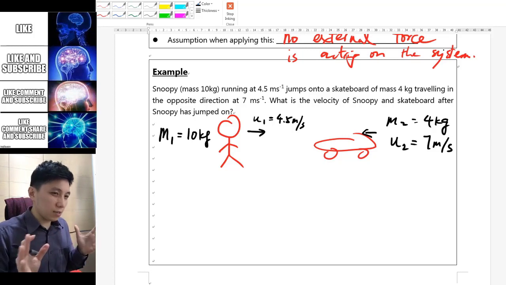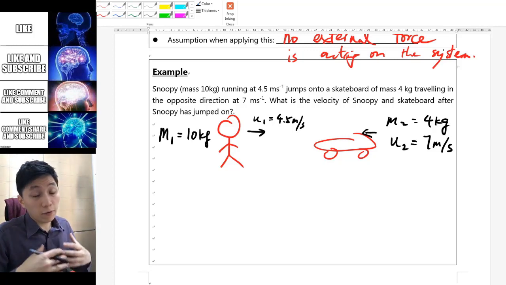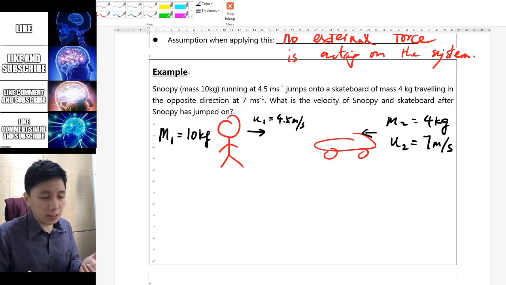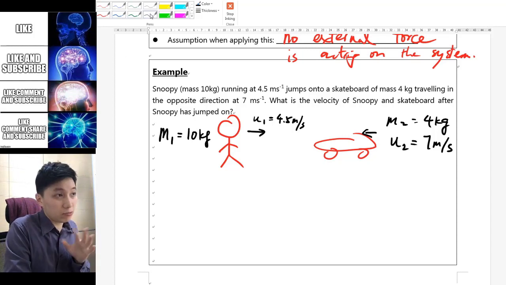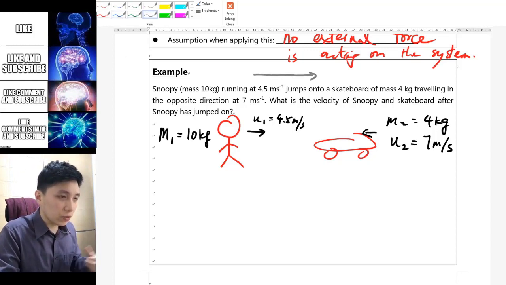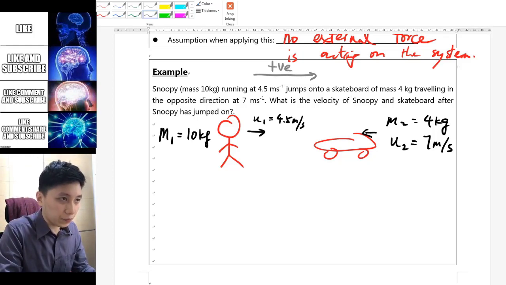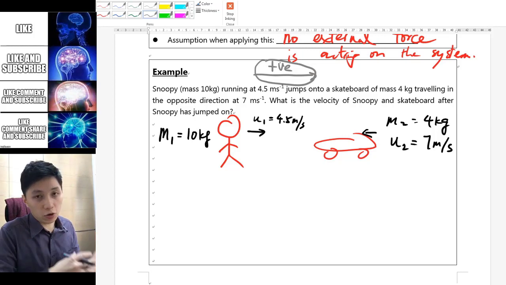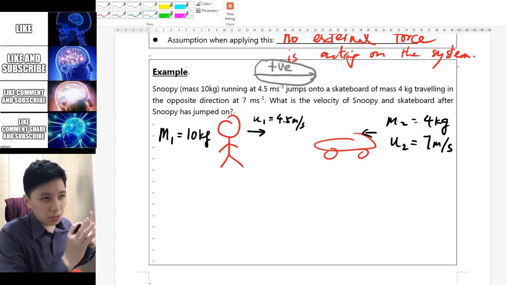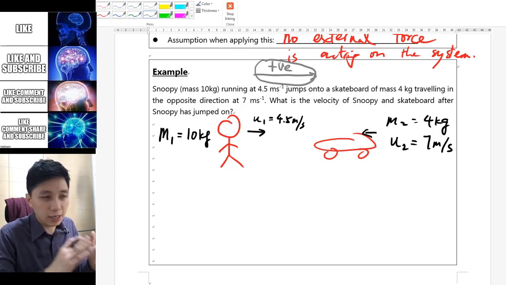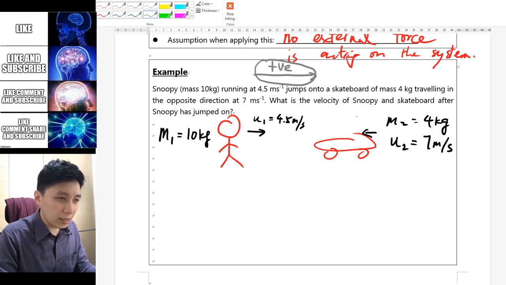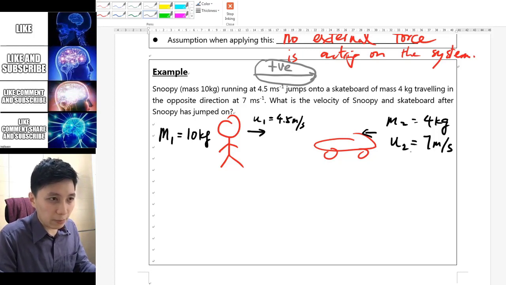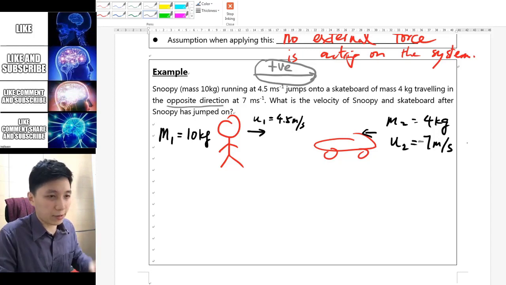However, you may find it doesn't make sense, because if you remember when we talked about velocity, it is a vector, and so we have to choose a certain direction to be positive. It's really up to you, but let's say we choose the right hand side to be positive. Remember to label it somewhere in your question so that you know about it and can do it properly. And so in this case, because of this definition, u2, the skateboard velocity, will become negative because it's going to the left, at the opposite direction. And so now we can apply the conservation of momentum.